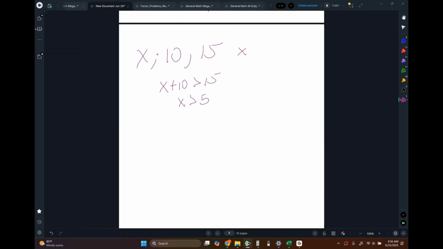So what would the algebra problem be? 10 plus 15 is greater than x. Good job. And then we get 25 is greater than x. Flip the inequalities around. 5 is less than x, and x is less than 25. Smash these together, and what's the inequality? 5 is less than x, which is less than 25. That's right. That's it.